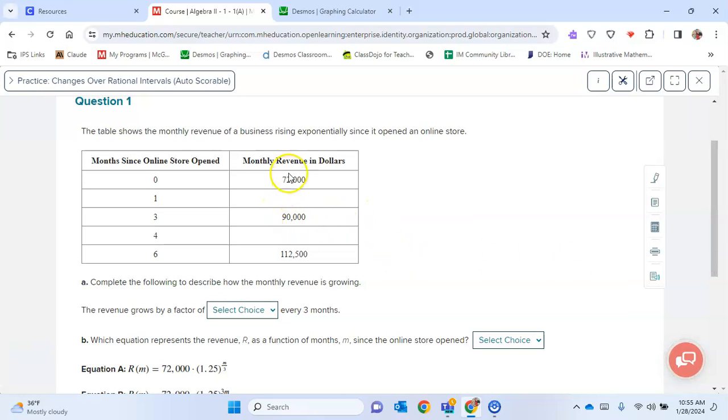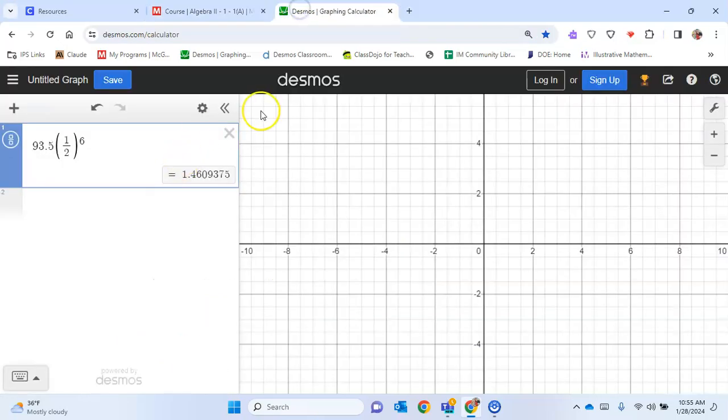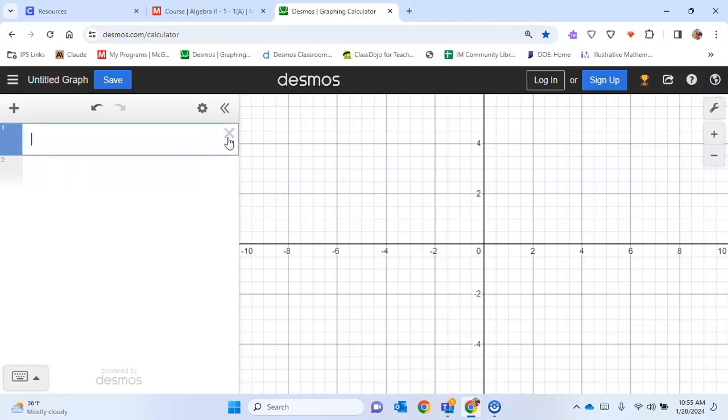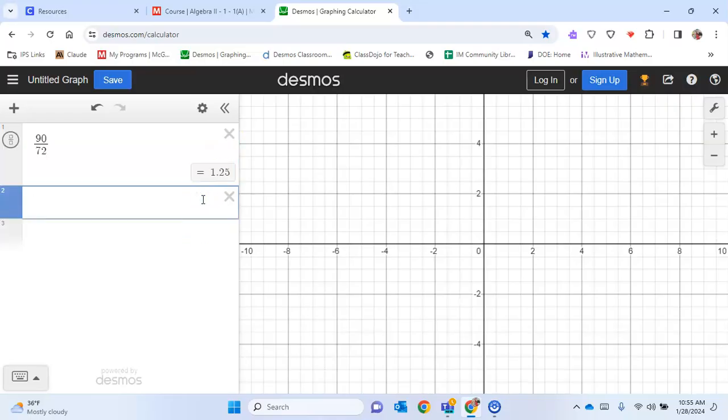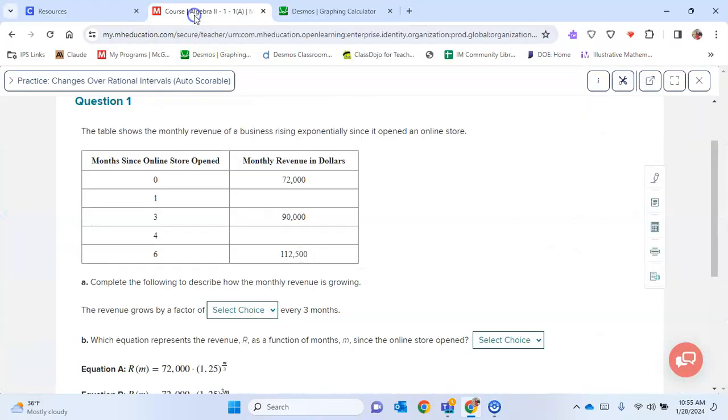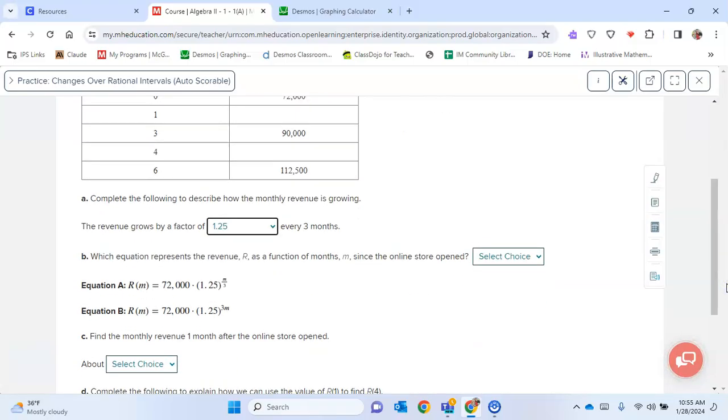Well, 90,000 divided by 72,000 is the same as 90 divided by 72. You can see that's 1.25 or 5/4, right? 5/4. The revenue grows by a factor of 1.25 every 3 months. Which equation represents the revenue R as a function of months since the online store opened?